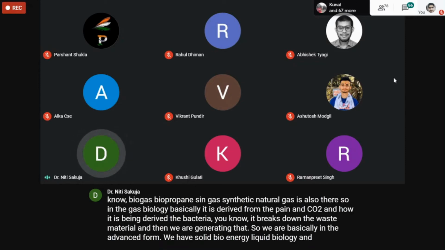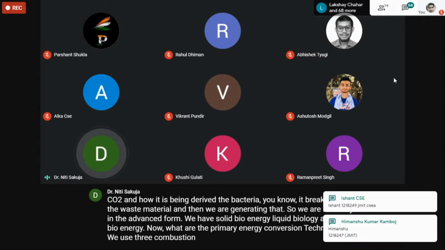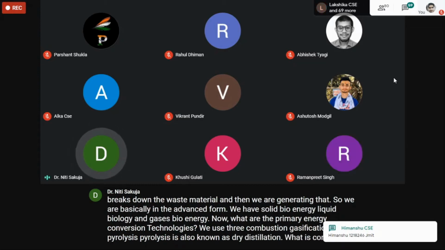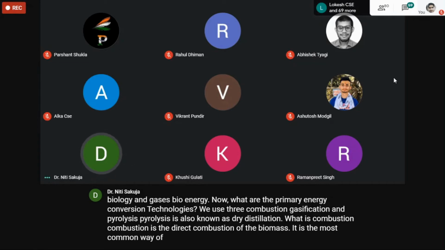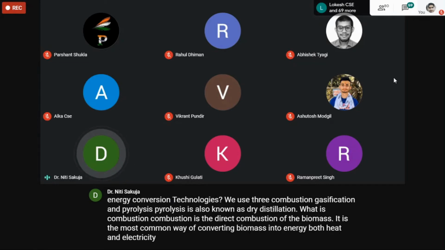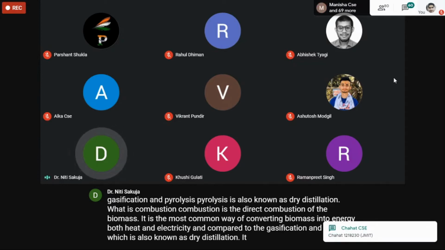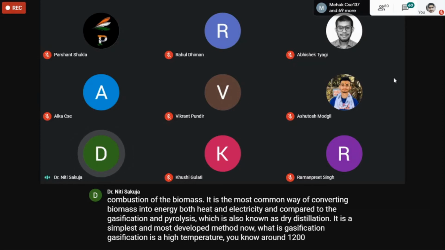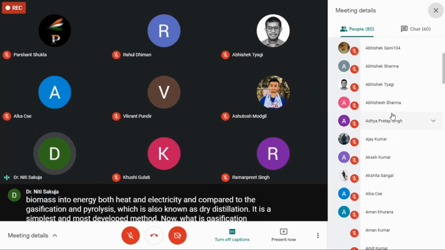Now, what are the primary energy conversion technologies? We use three: combustion, gasification, and pyrolysis. Pyrolysis is also known as dry distillation. What is combustion? Combustion is the direct burning of the biomass. It is the most common way of converting biomass into energy, both heat and electricity. Compared to gasification and pyrolysis, it is the simplest and most developed method. Now, what is gasification? Gasification is a high temperature, around 1200 to 1400 degrees Celsius, thermochemical conversion process. The process is used for production of gas instead of heat.